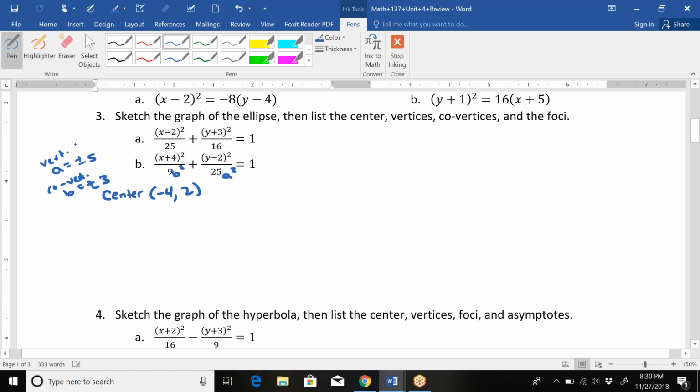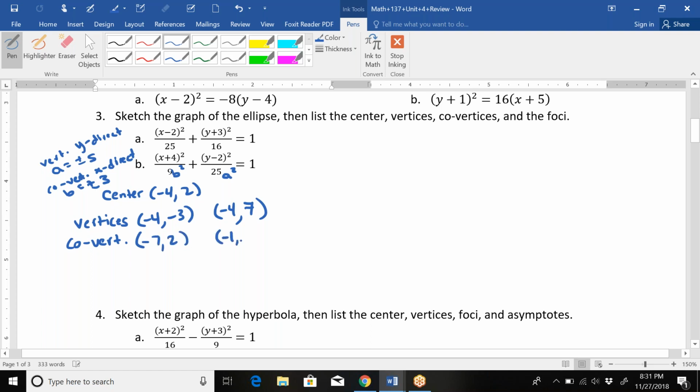And it's important to know that this one is in the y direction and this one is in the x direction because of which variable it is underneath. So for my vertices, I'm going to add and subtract 5 to y of the center point. So that's -4, minus 5 from 2 would be -3. And then -4, and add 5 to that, that would be 7. The co-vertices, we're going to find those by adding and subtracting 3 to the x's from the center. So subtract 3 from -4, that'd be -7, 2, and then add 3, it'd be -1, 2.